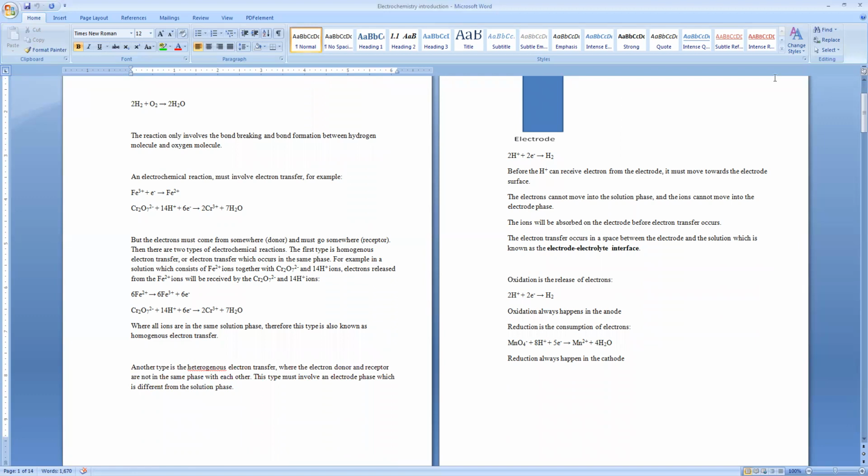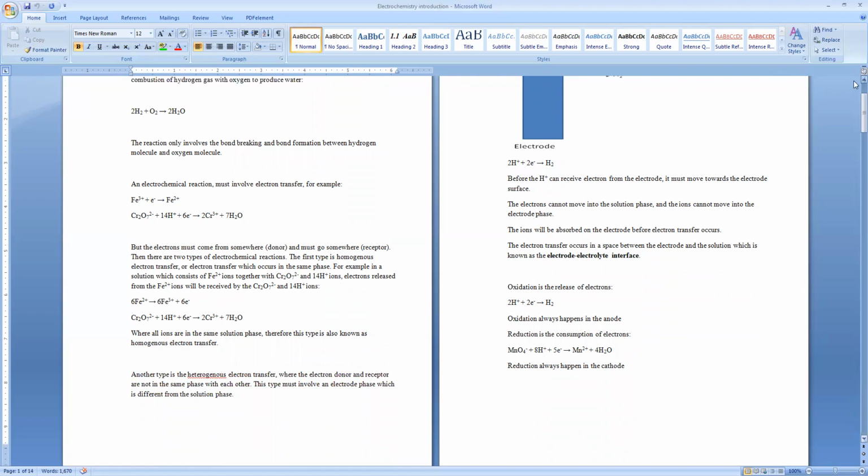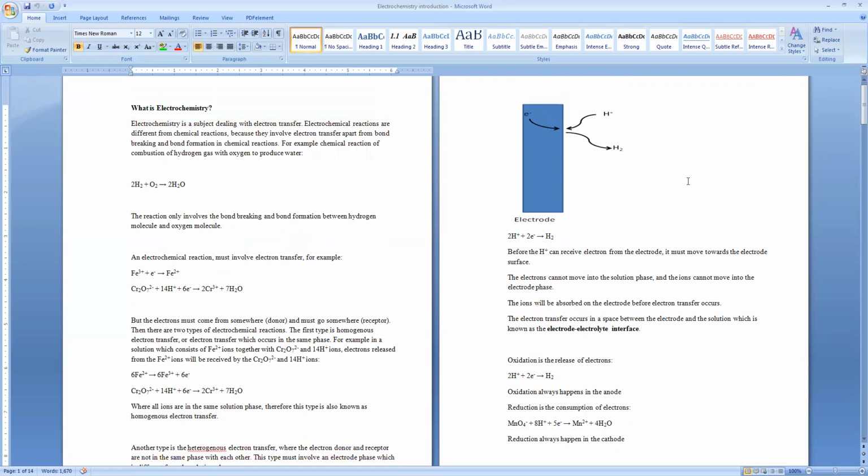Why heterogeneous? Because this type of electron transfer occurs in two different phases. The first phase is the electrode phase. The second phase is the solution phase, or the electrolyte. The solution is the electrolyte. Electrolytes are solutions which carry ions. That electrolyte cannot be penetrated by the electron, and the ion cannot penetrate into the electrode. The electrode has electrons, it is an electronically conducting phase, whereas the solution is an ionic conducting phase. These are two different things.